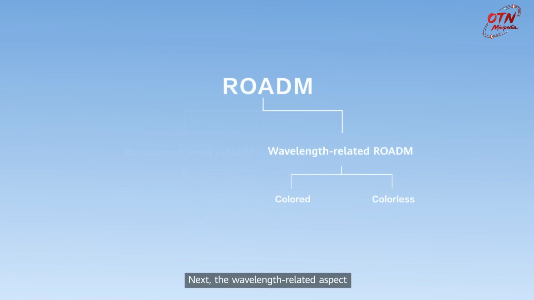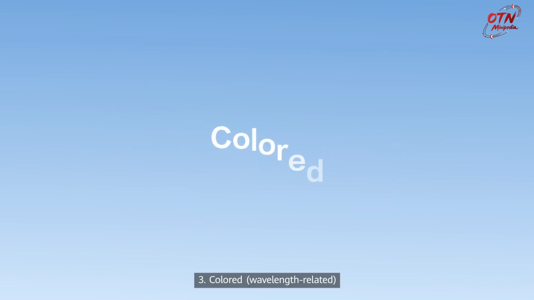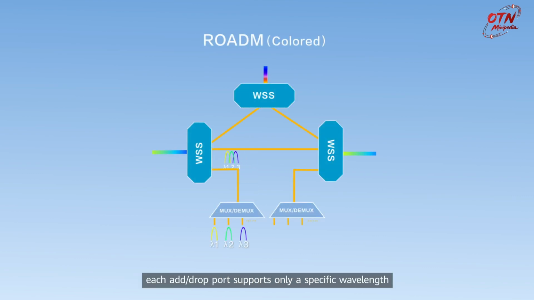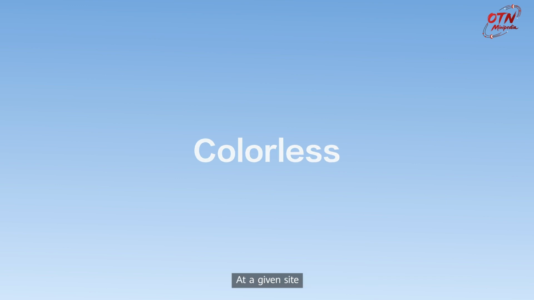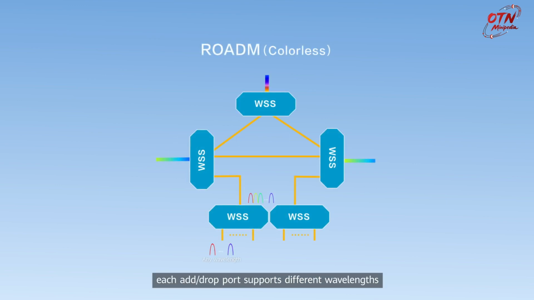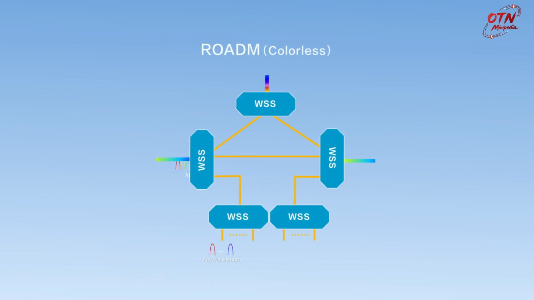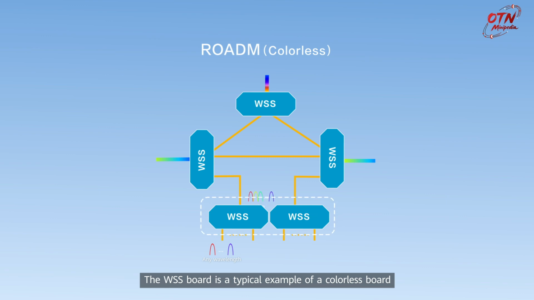Compared with directioned models, the directionless models introduce a local degree to enable flexible grooming of locally added wavelengths. Next, the wavelength-related aspect. 3. Colored. At a given site, each add or drop port supports only a specific wavelength. The multiplexing and demultiplexing board is a typical example of a colored board. 4. Colorless. At a given site, each add or drop port supports different wavelengths. The WSS board is a typical example of a colorless board.